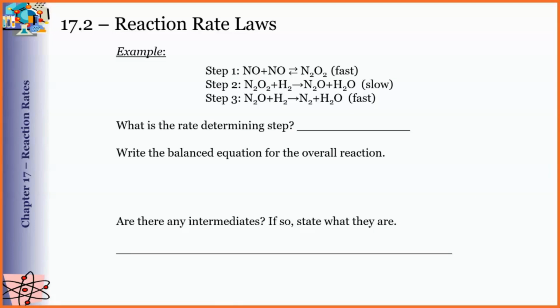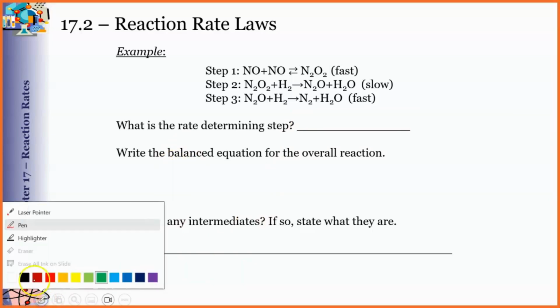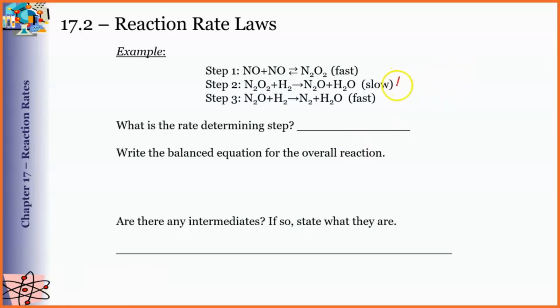So first of all, what's my rate determining step? 1, 2, or 3? Why 2? It says slow. It's my slowest step. It's my rate determining step. So because it says slow, step 2 is the rate determining step.